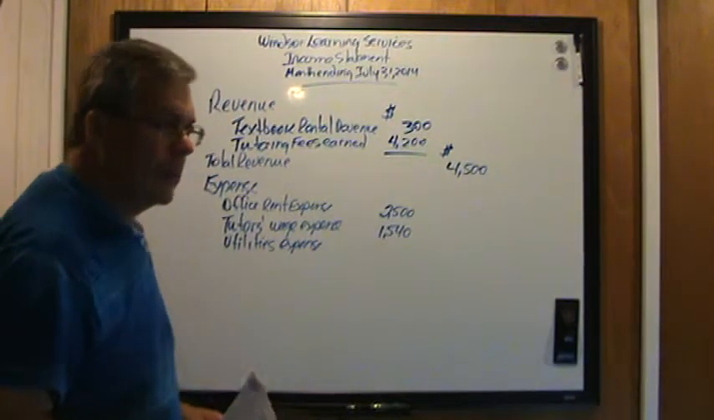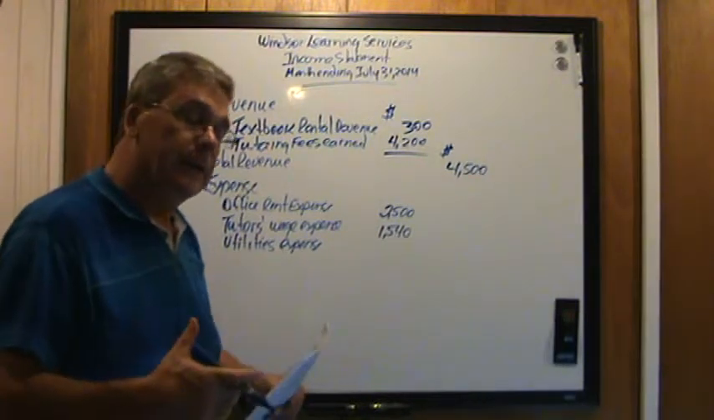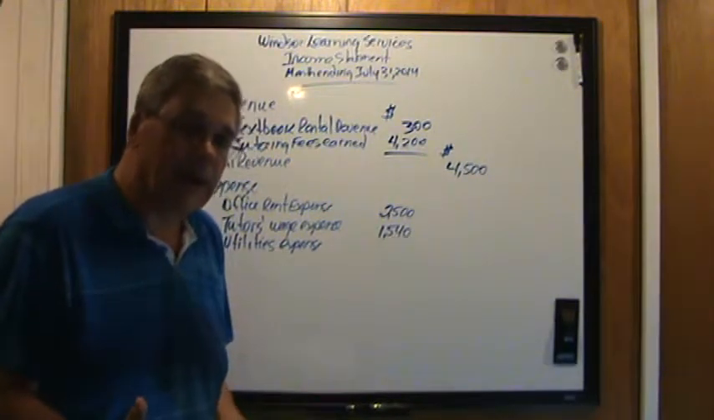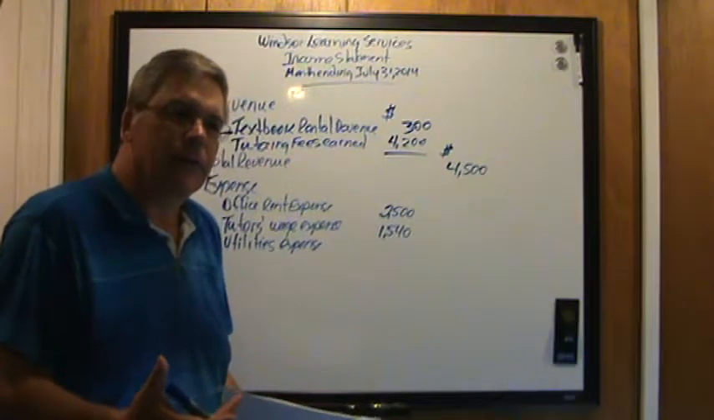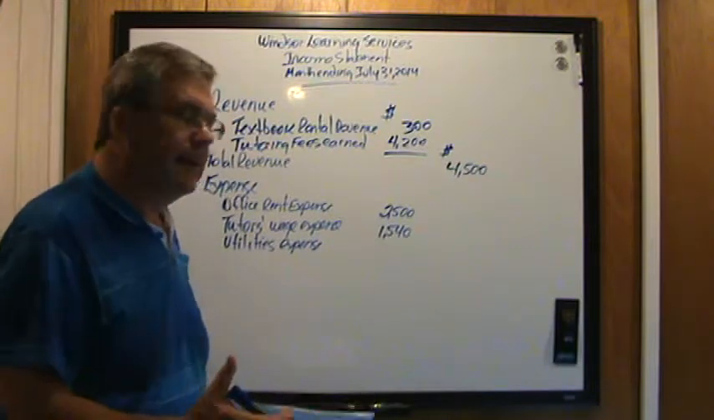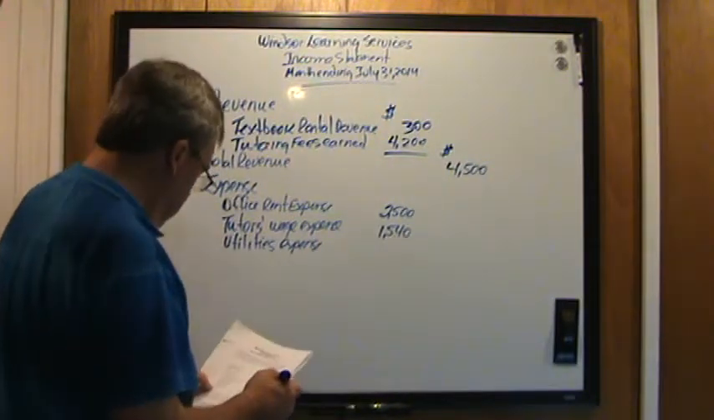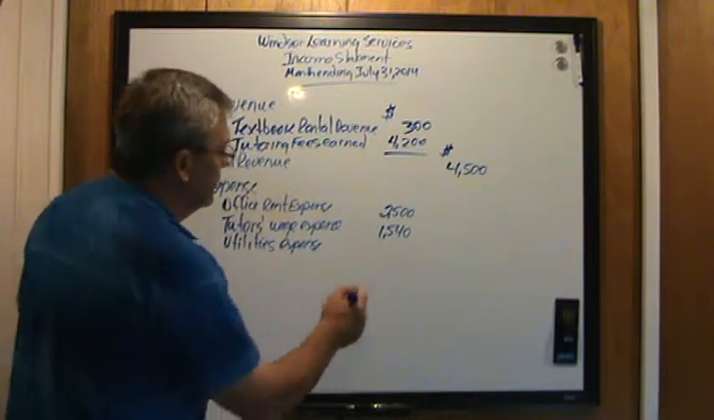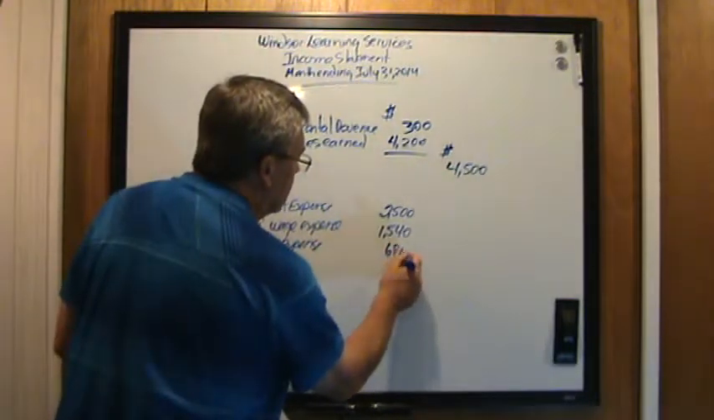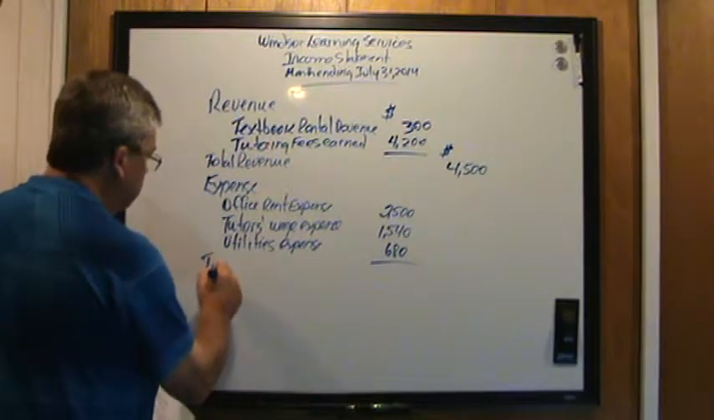It's good practice when you're naming accounts, and it is an expense account, to add expense to the name to make it very clear that it's intended to be an expense on the income statement, like these are. 680. Okay, we add that up for total expense.